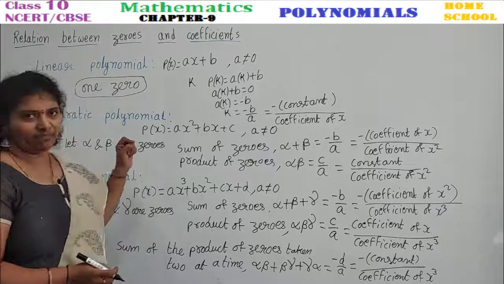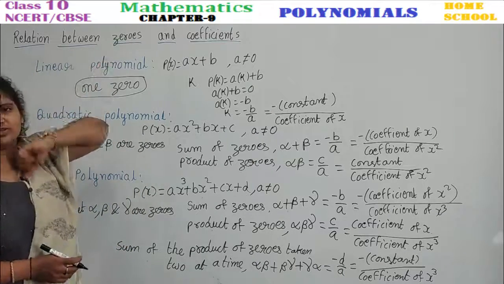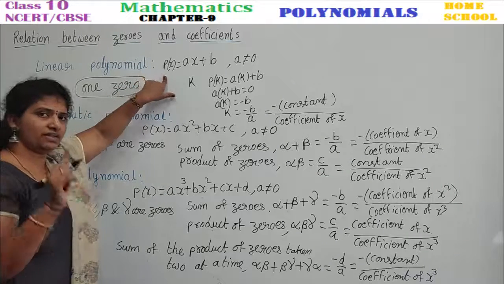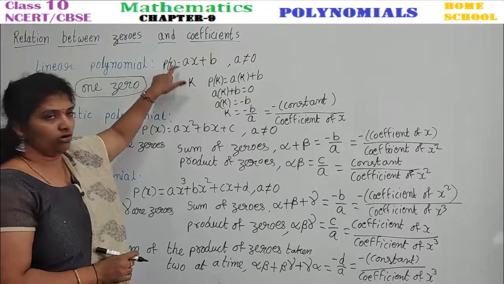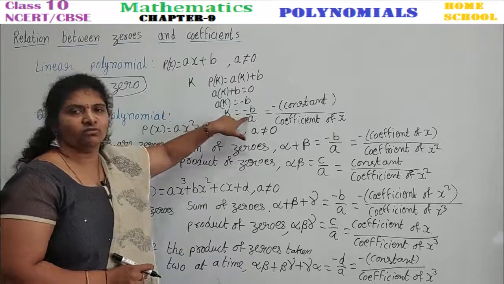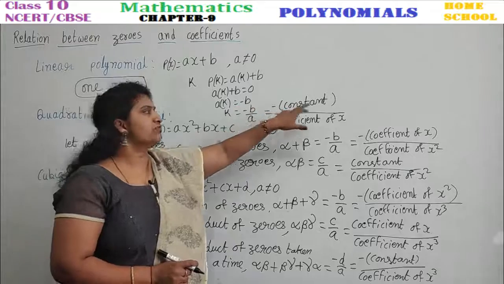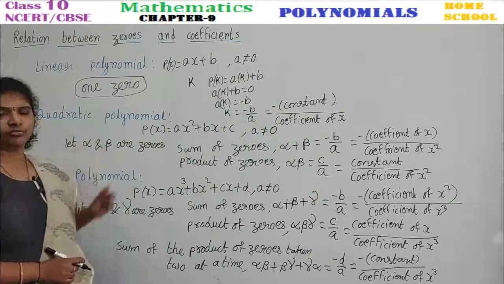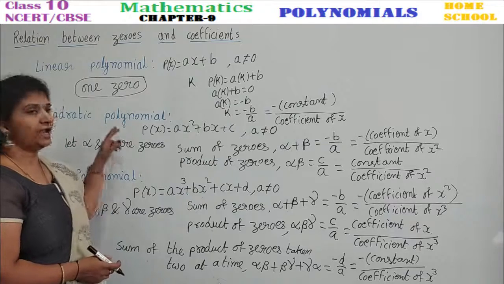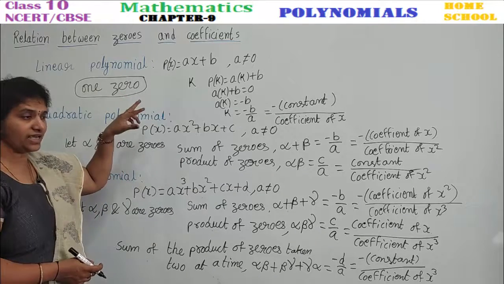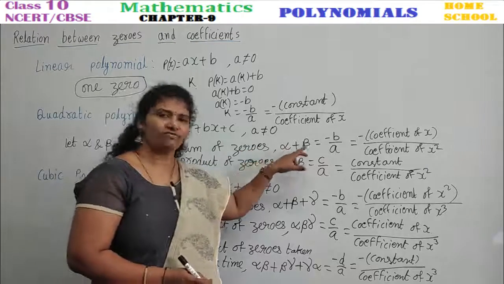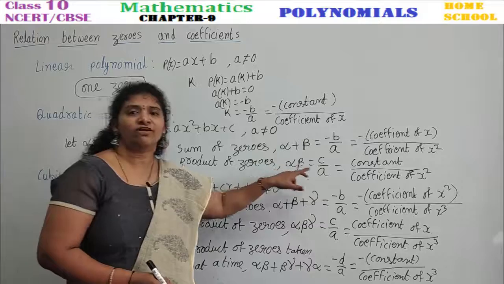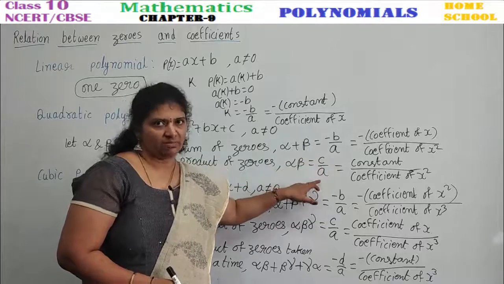So let's have a recap. Relation between zeros and coefficients. For a linear polynomial, how many zeros will there be? 1 zero will be there. So that will be k is equal to minus b by a, minus of constant by coefficient of x. Quadratic polynomial, two zeros will be there. And how are they related with the coefficients? Sum of zeros alpha plus beta is equal to minus b by a, and product of zeros alpha beta is equal to c by a.